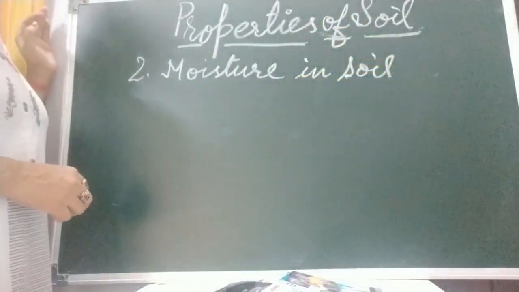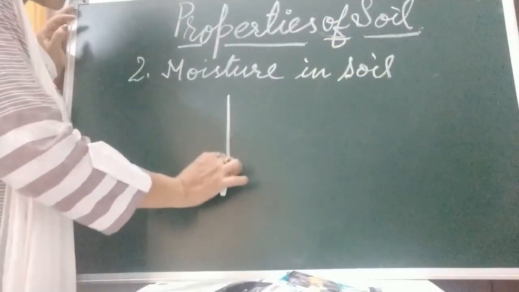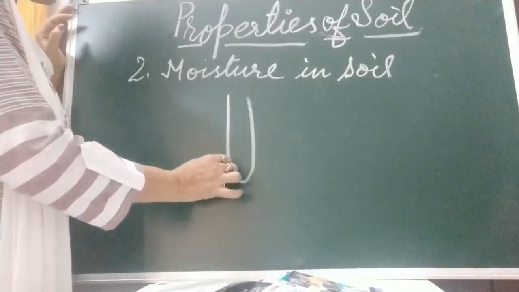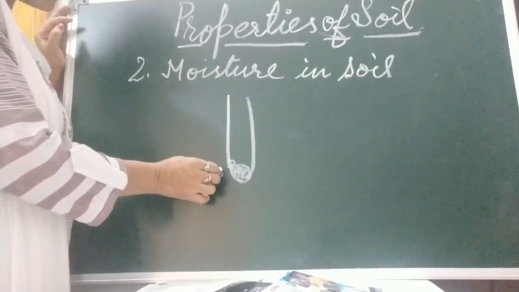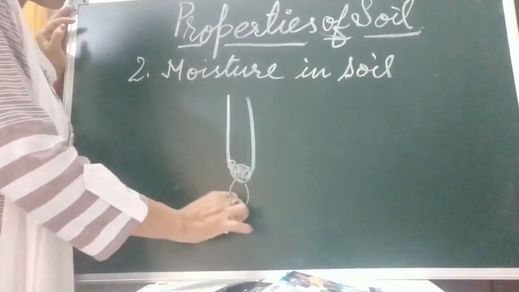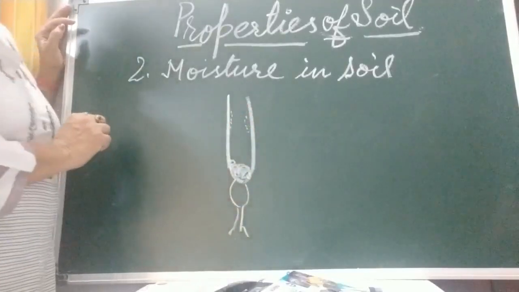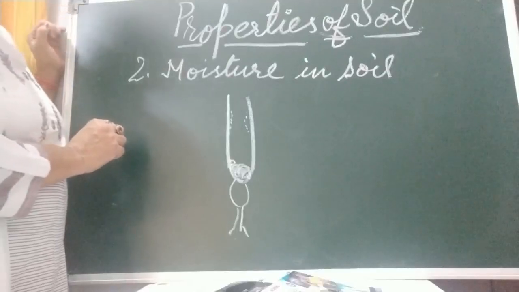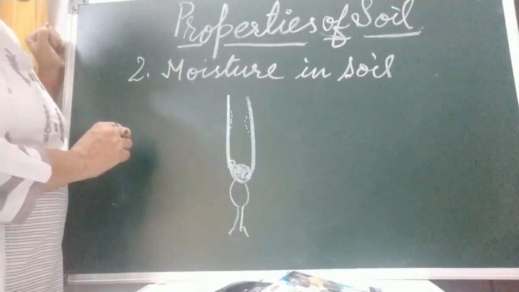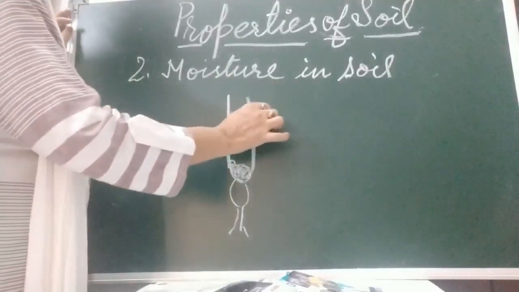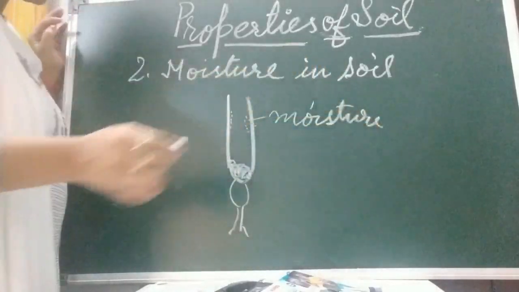When we take a bit of soil and heat it in a test tube, this I have already told you. When we heat it in a test tube, what will happen? We will see tiny droplets of water condensing near the mouth of the test tube. Soil contains some amount of water in the form of moisture. This is what? Moisture. This is the second property.